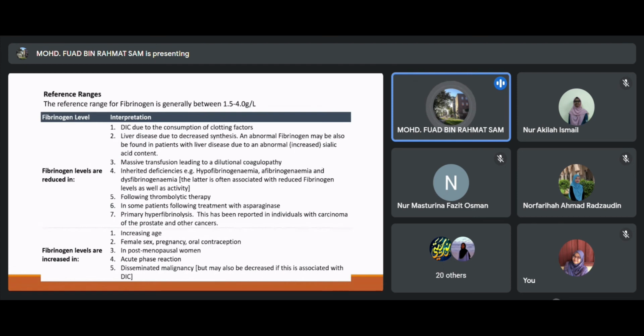And how about if the fibrinogen levels are increased? It may be because of increasing age, maybe female sex, pregnancy or oral contraception, maybe because of post-menopausal women, maybe because of acute phase reaction, or maybe because of disseminated malignancy. Okay, so once we measure the fibrinogen level, high or low, they interpret the pathological condition. Okay.